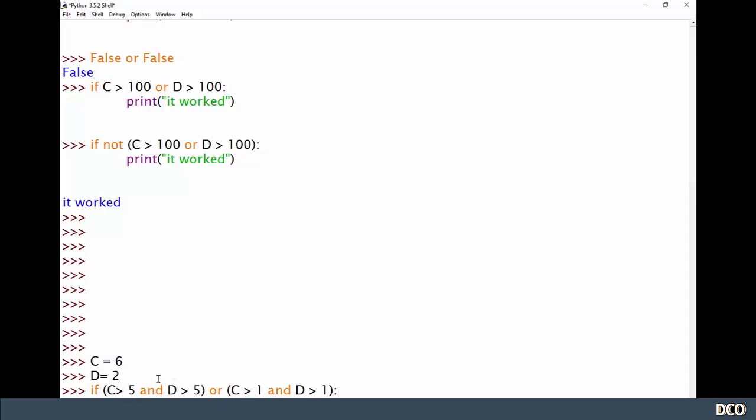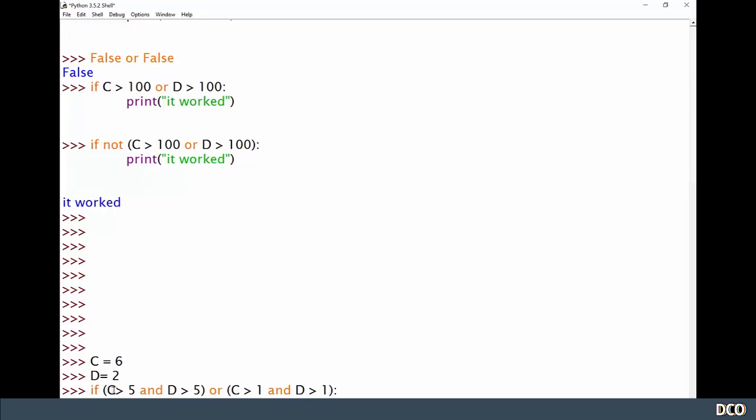Okay, so we've got false on the left side of an OR. Now on the right side here, we've got C is equal to 6. So is 6 greater than 1? Yes, it is. So that's going to be true. Now we've got D greater than 1. Is 2 greater than 1? Yes, it is. So this is true and this is true, which means this whole bracket is true.